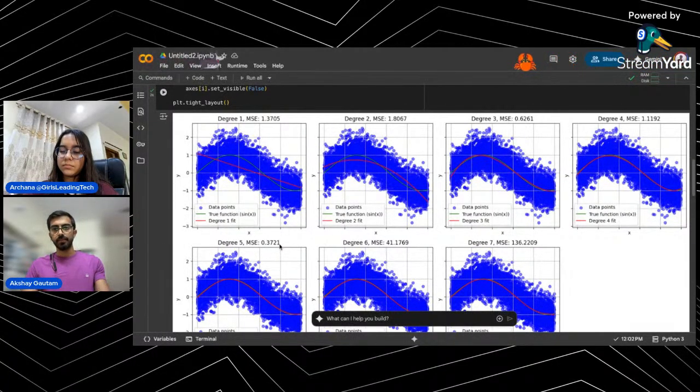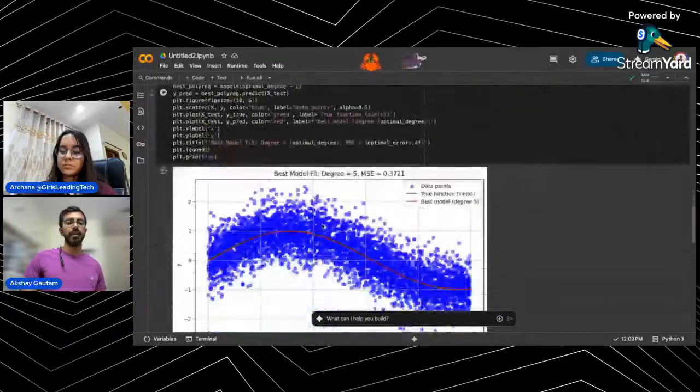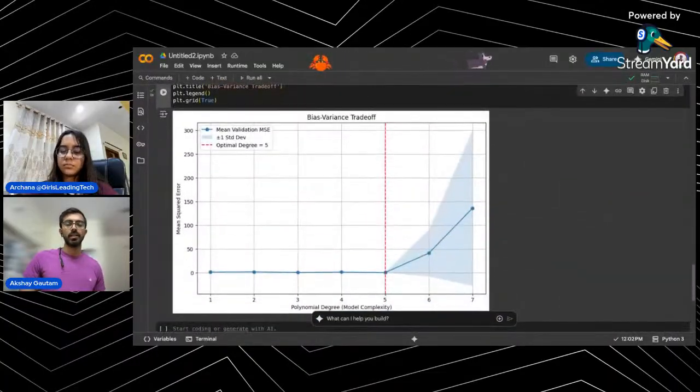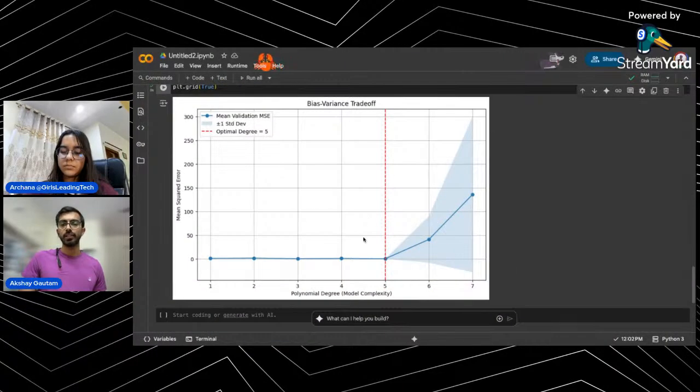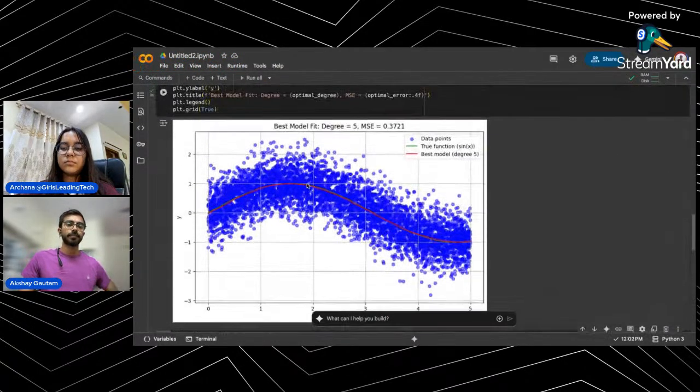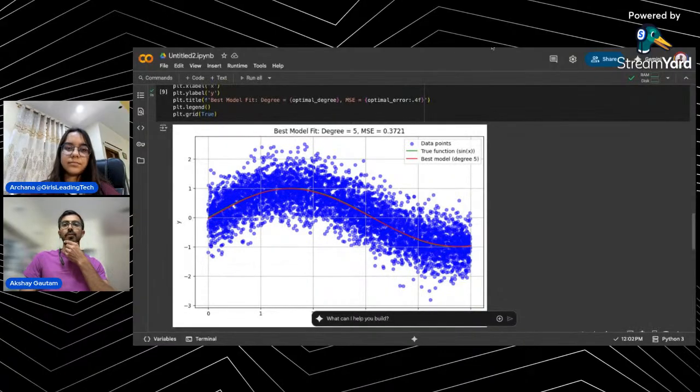So this is right. Here at degree 4, this is how we basically find the bias variance trade-off, and this is how we visualize it. So here we know that you have high variance on the right side, high bias on the left side, and this is how we find out the bias variance trade-off.